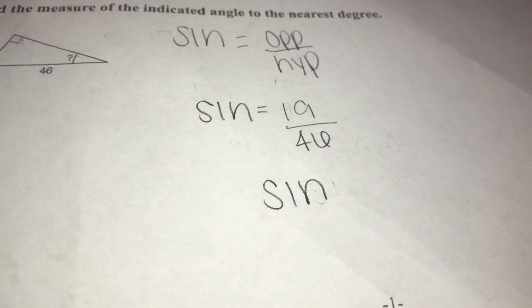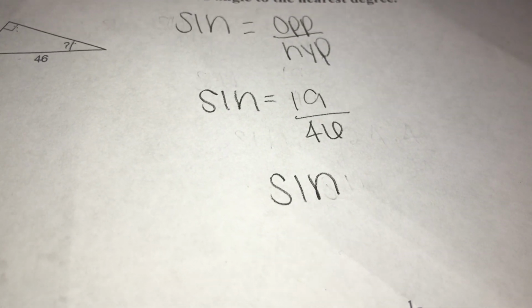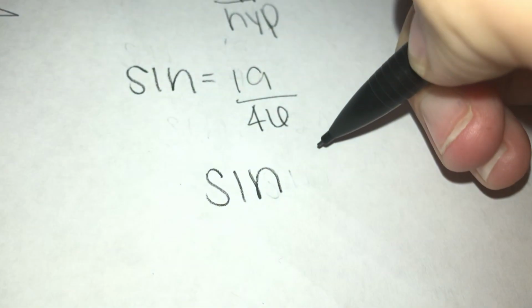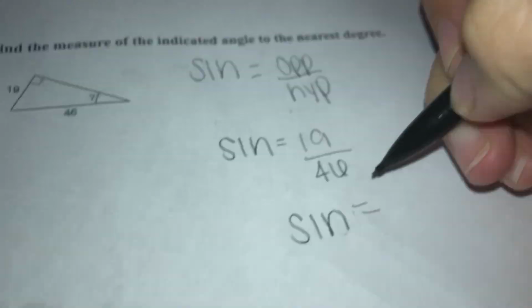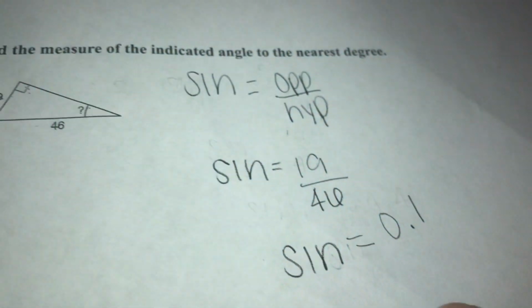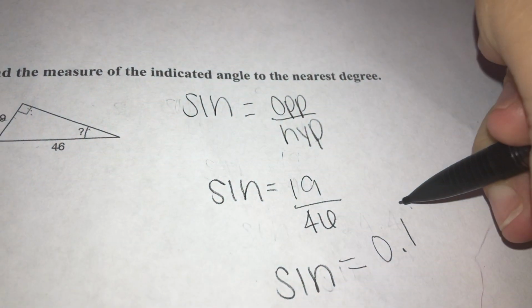The sine of 19 divided by 46 is 0.007, so we'll round that to 0.01. Okay, so for this one the angle is 0.1.